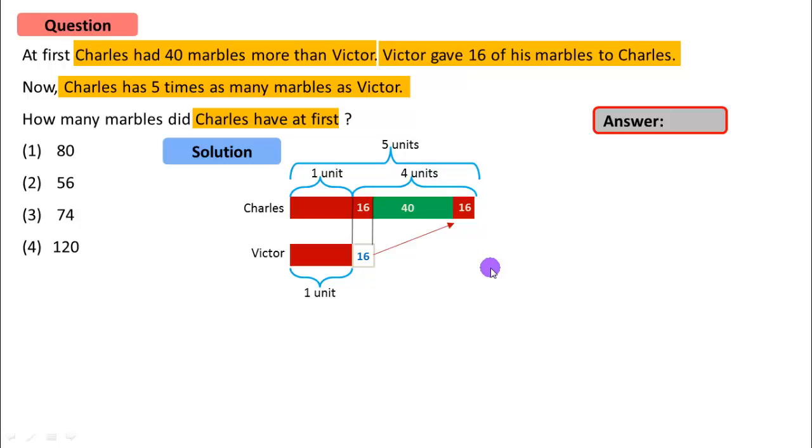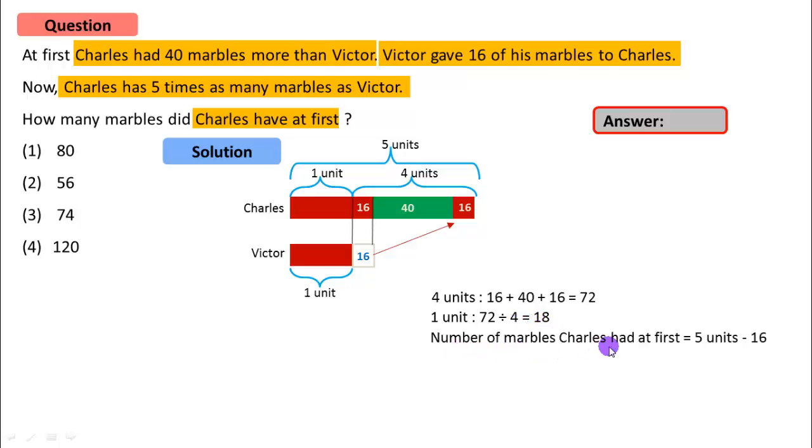So now we can do our calculation. 4 units is 16 plus 40 plus 16, which is 72. So 1 unit would be 72 divided by 4, which gives us 18. Now, to find the number of marbles Charles had at first, we take 5 units minus 16. This is because now Charles has 5 units.